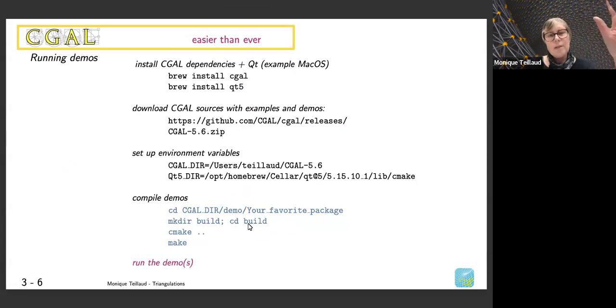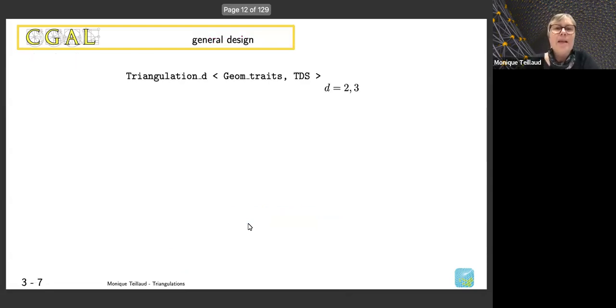This is a slide to show that it's easy to use. This is the only thing that I had to do. I'm not very good at installing software and things like that. But to install CGAL demos, compile and run them, you only have to do this small list of operations. So it's easy. That's the only message I want you to remember, that it's easy to use.